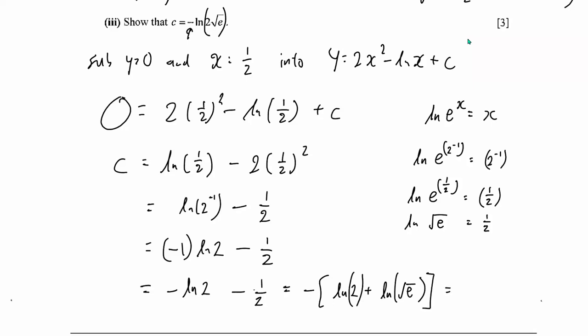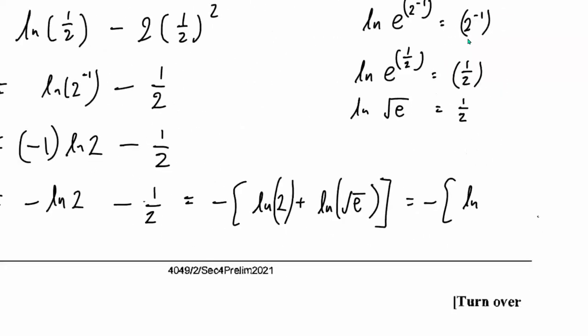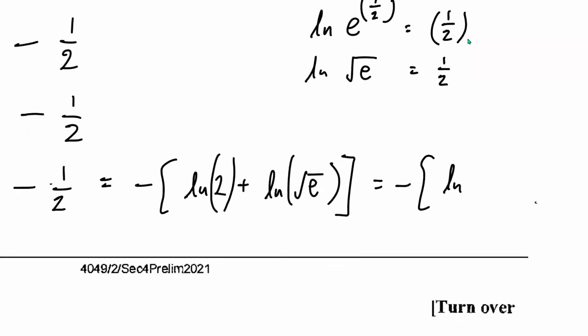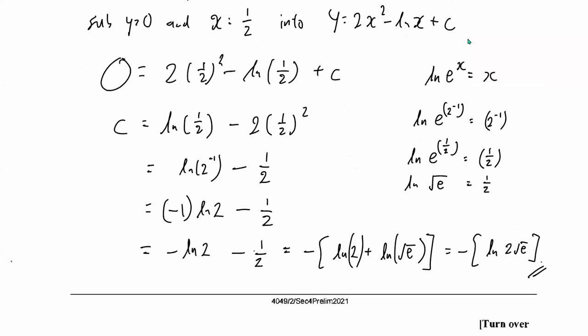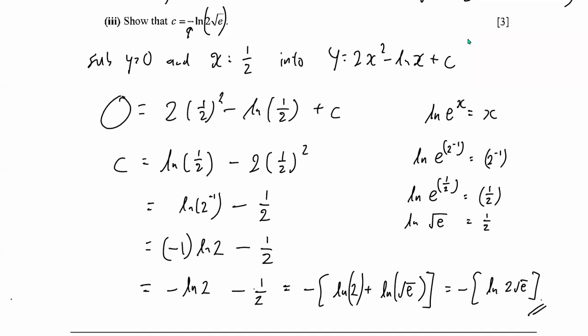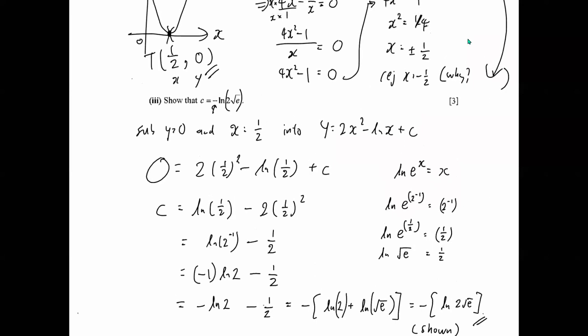Very good. So ln plus ln, what do you get? ln a plus ln b gives you ln ab, which in this case is ln 2 root e. And then we are done. Ta-da. Shown. Can? Yeah. Okay, very good. Okay, let's continue.